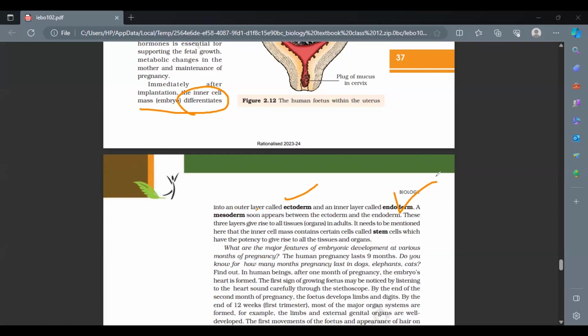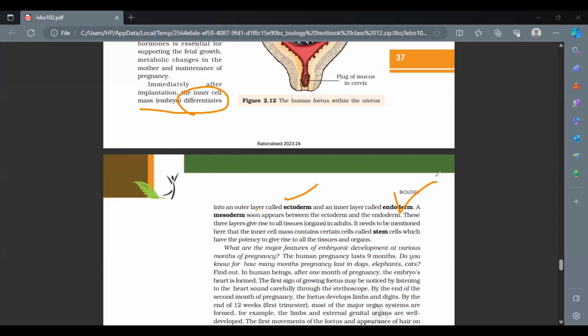Now, stem cells have a very important property: they can give rise to all the tissues and the organs. This is a very interesting fact. Stem cells are also there in the placental region, and in the fluid in which the embryo lies. And what is the role of the stem cell? The stem cell has not yet differentiated.